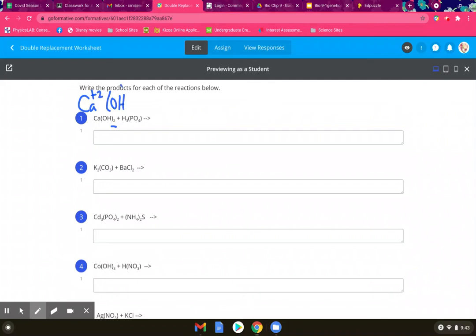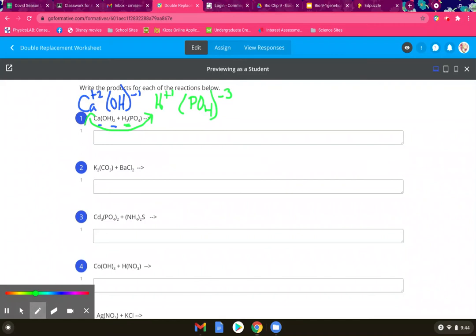OH. Again, we can look here from uncrisscrossing, or on the periodic table, it tells us OH is -1. And then our H3PO4, H, we know is +1. And then PO4, again, you can look on the periodic table or right there, and it tells you -3. So we're going to switch the positives.